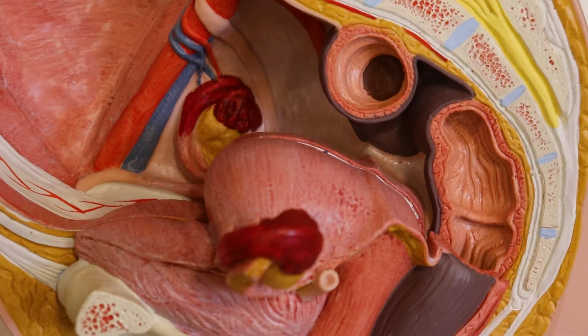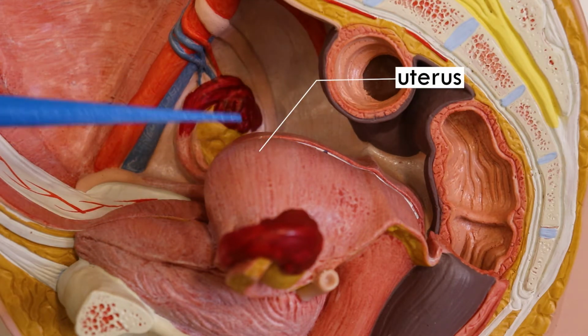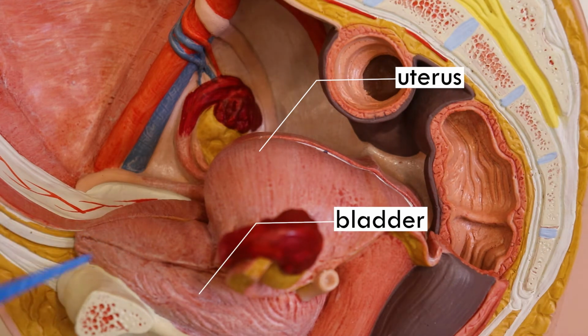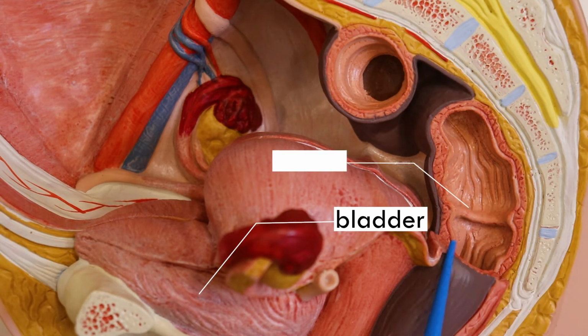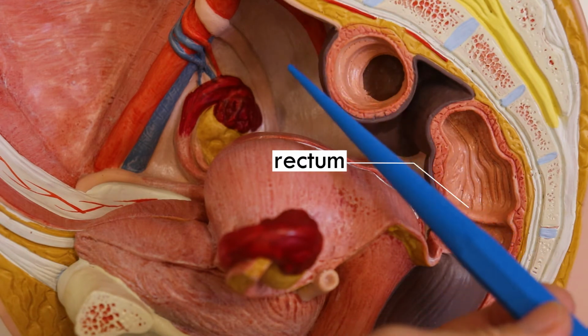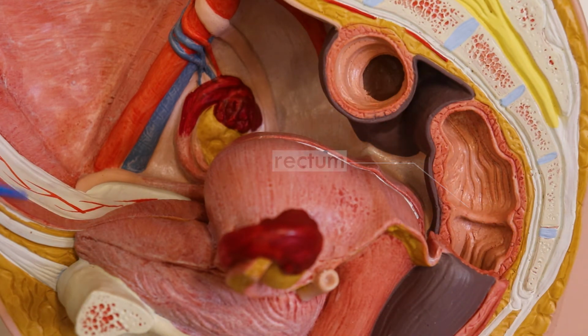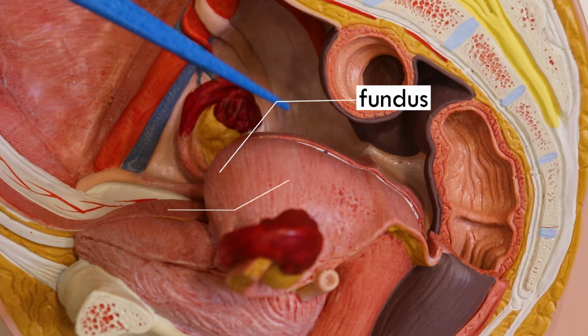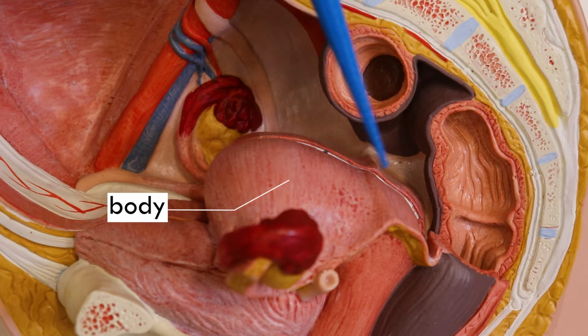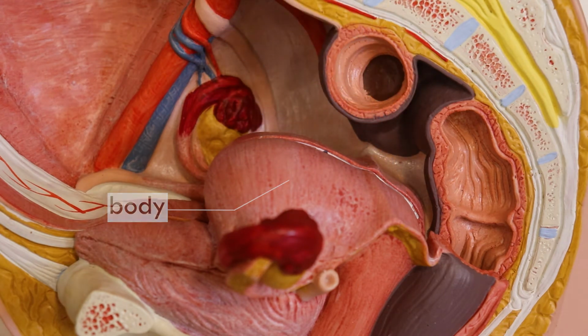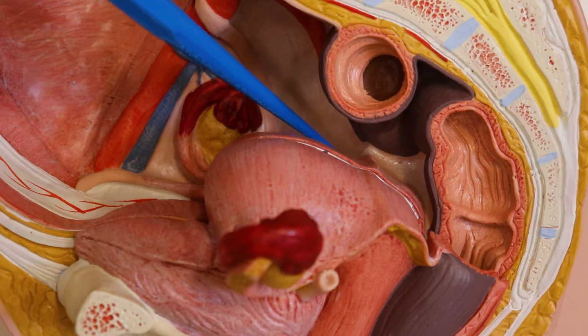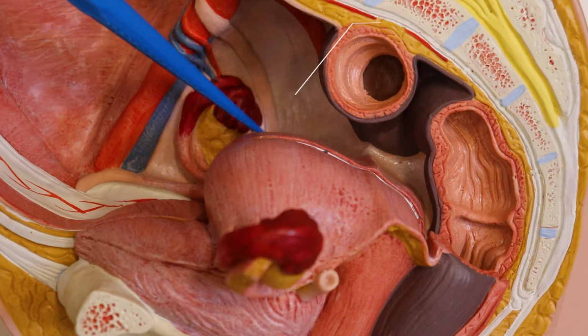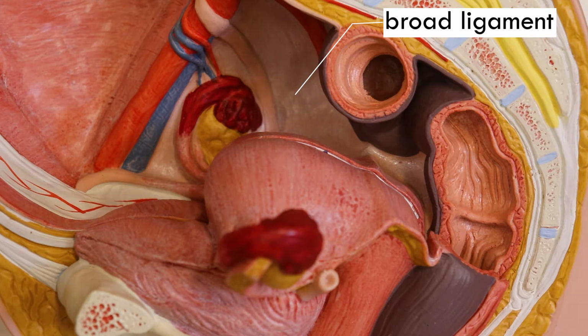This is a lateral view of the female pelvis. So we've got the uterus here, the urinary bladder here, the rectum here, posterior pelvic wall, anterior pelvic wall. So again, this is that fundus of the uterus, the body of the uterus, and this is the posterior aspect of the uterus. Here's that broad ligament attaching the uterus to the pelvic wall.